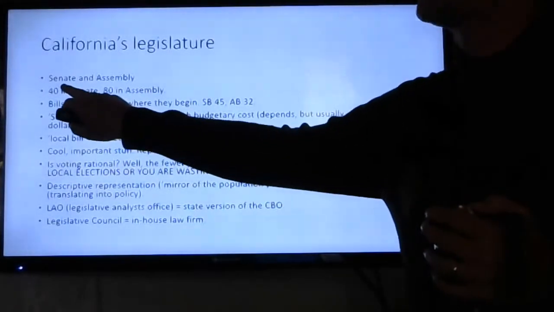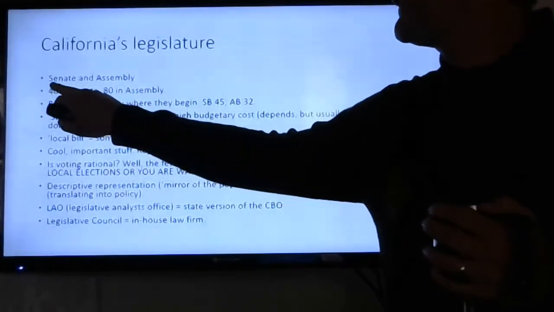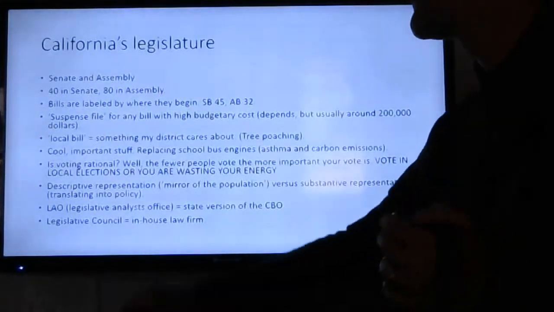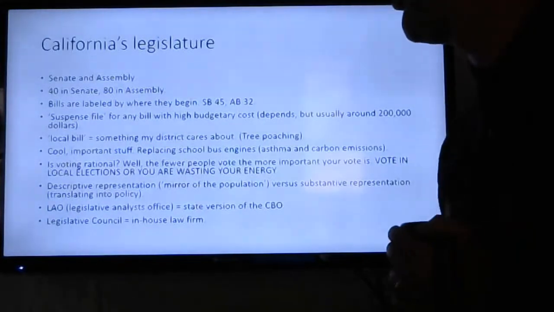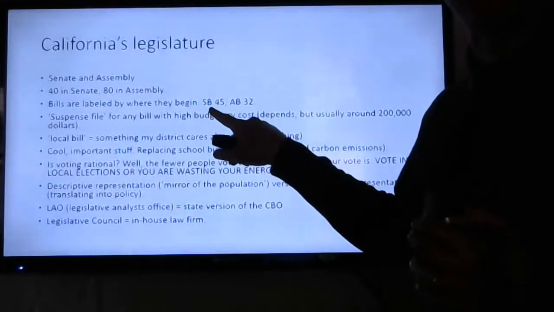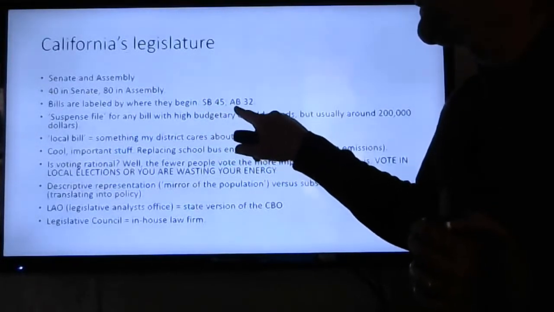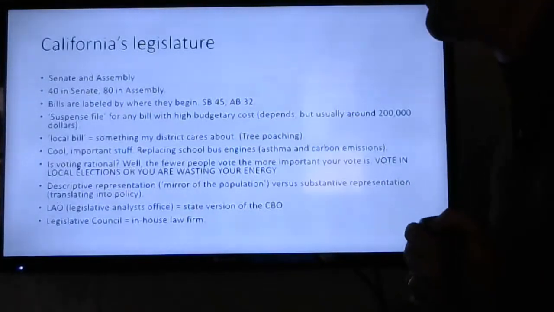Just like the federal system, we have the Senate and the Assembly. The Assembly in California is like the House of Representatives. We have 40 members in the Senate and 80 in the Assembly. Bills are labeled by where they begin. So if you see SB in the news, that's Senate bill, AB is Assembly bill, okay? So they're labeled by where they begin.